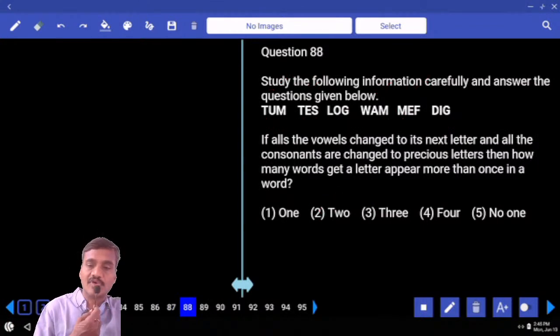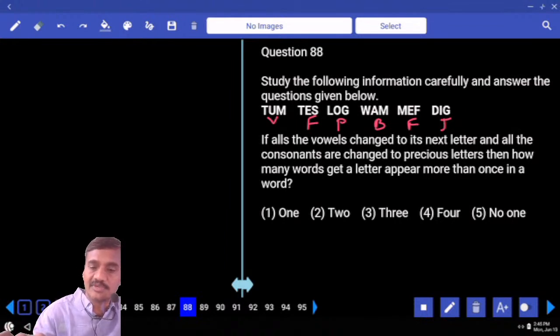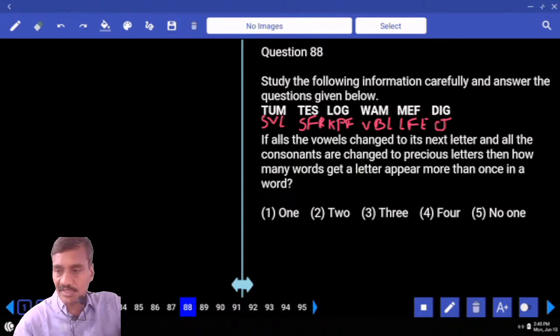Then coming to this 88, if all the vowels are changed to its next letter, and all the consonants are changed to the previous letter, then vowel changes to the next letter, this will be V, F, P, B, F, J. Consonant previous means T minus 1 is S, M minus 1 is L, T minus 1 is S, S minus 1 is R, L minus 1 is K, and G minus 1 is F. And here it is V, and this is L, and this is L, and this is E, L, F, G. And here D, C and F.